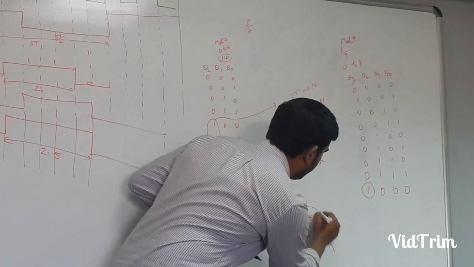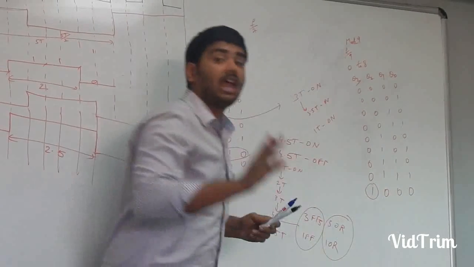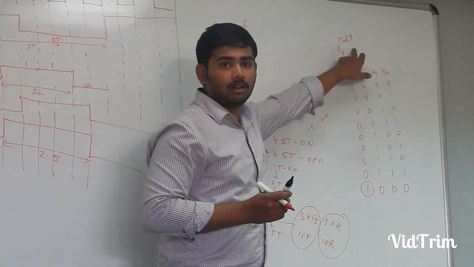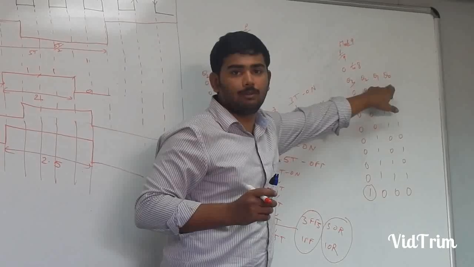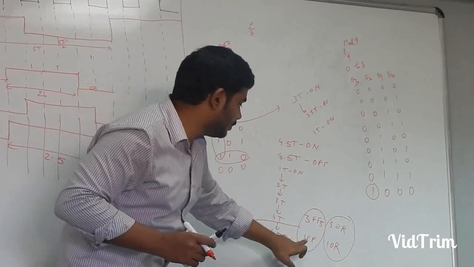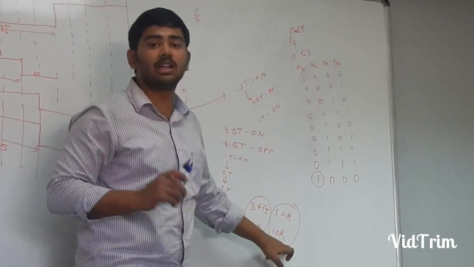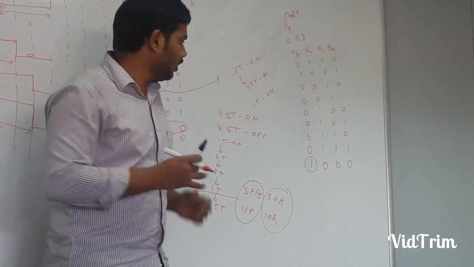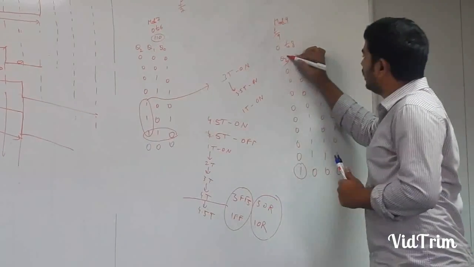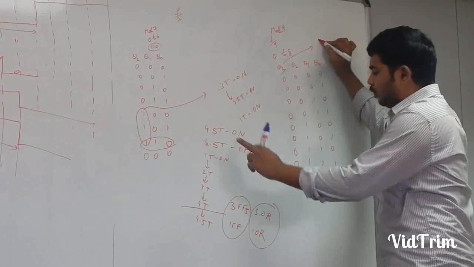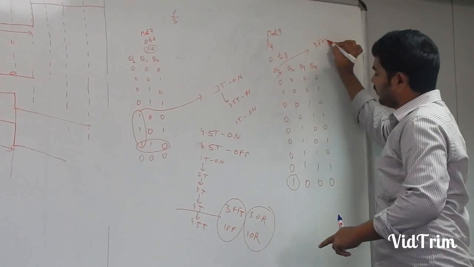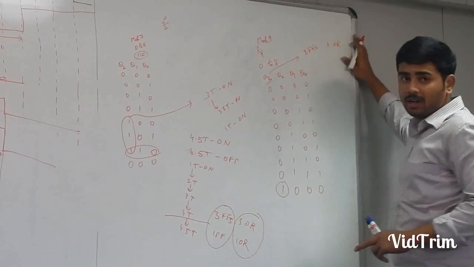So totally 4 flip flops and 4 OR gates apart from the mod 9 counter. Mod 9 counter has 4 flip flops. So 4 plus 4, 8 flip flops and 4 OR gates I want. To accomplish this, if I take Q3, 4 plus 4, 8 flip flops, 4 OR gates I require.